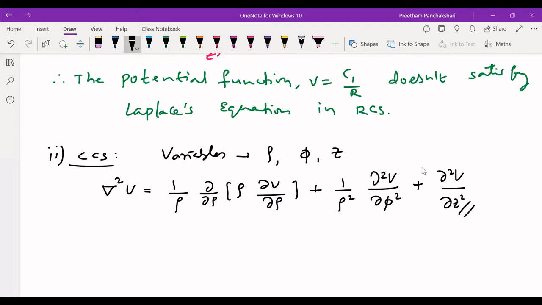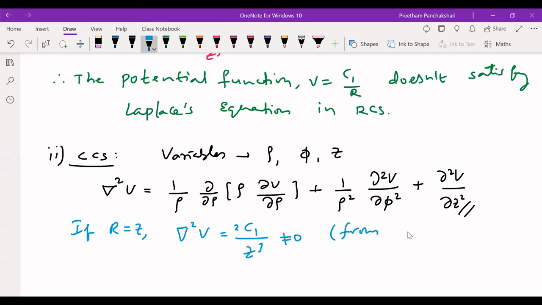So here, dou square V by dou z square term is similar to the expansion in rectangular coordinate system. In RCS also we find the same kind of equation. So we cannot satisfy if R is Z. So we can conclude that one. If R equal to Z, what happens to our del square V? Our del square V would be same as the previous value. That is going to be 2C1 by z cube, which is not equal to 0. This is from the part 1. So we rule out R being equal to Z.